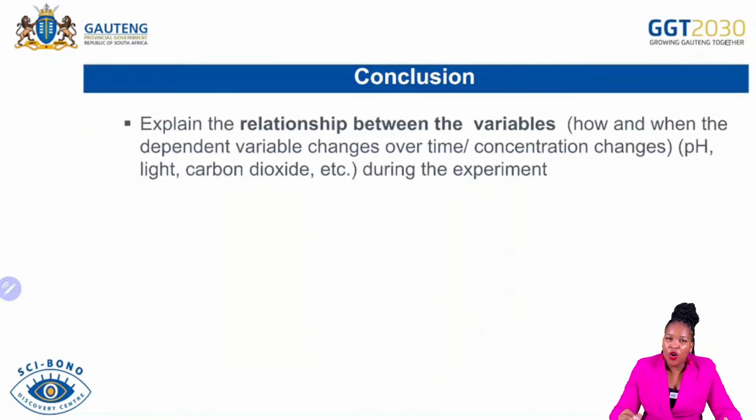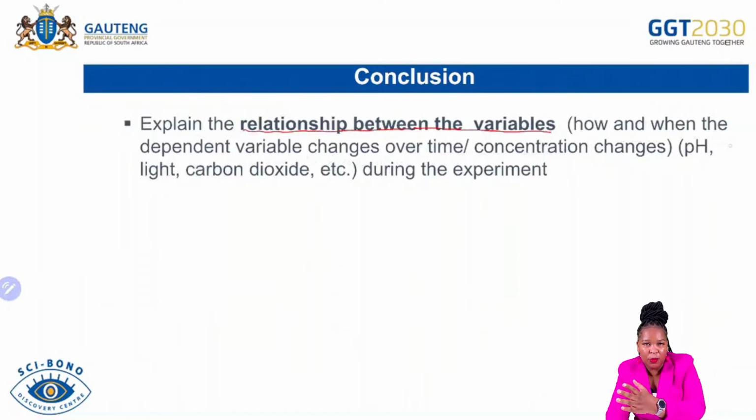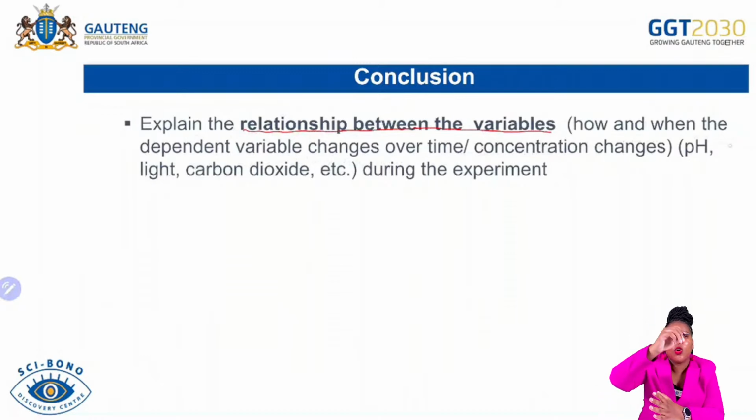Right, so a conclusion must explain the relationship between the variables, meaning how and when the dependent variable changes over time, or if the concentration changes. So if your independent variable is changing, you are manipulating it, what is the effect on the dependent variable? So in your conclusion, we must see both variables.